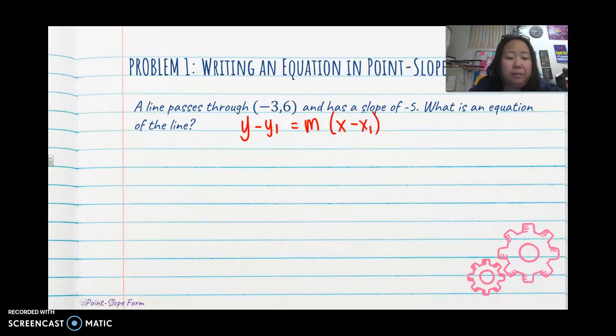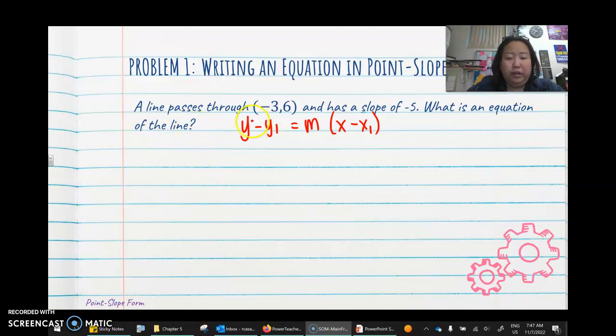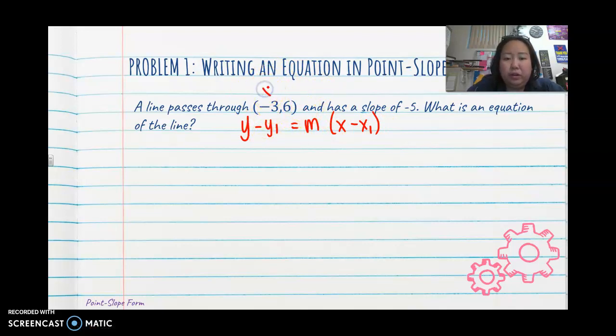All right, so all we need to do here is to make sure that we replace each part accordingly. So remember, the point is (-3, 6). This is your x sub 1, this is your y sub 1, and then your slope is your m. So just put them into your equation. So this will now be y minus your y sub 1, which is 6, is equal to the slope, which is -5, times x minus your x sub 1, which is -3.